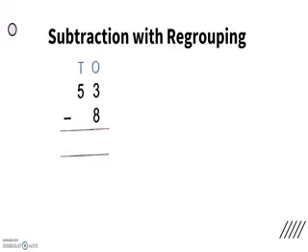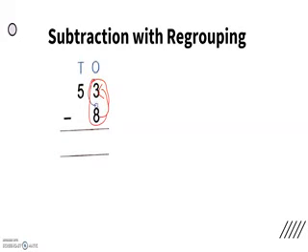Now we can use this regrouping method for subtraction. Here we can see 53 minus 18. How can we subtract 53 minus 8? Here the ones place has 3 and 8. 3 minus 8 is not possible because we can only subtract a smaller number from a bigger number. 8 cannot be subtracted from 3. So we have to make the 3 bigger.